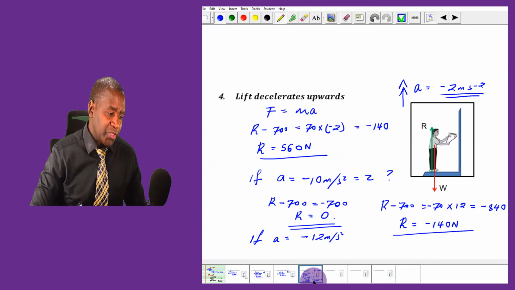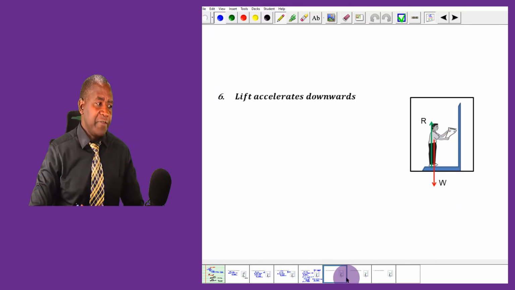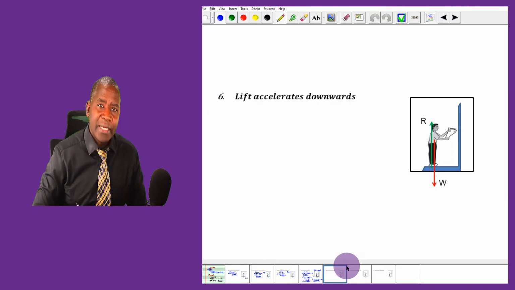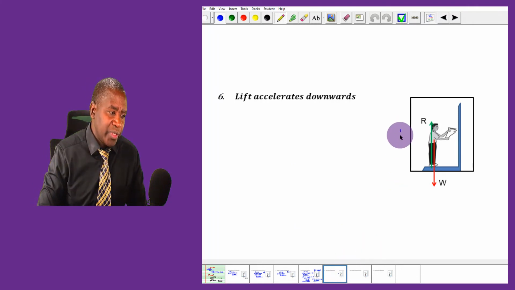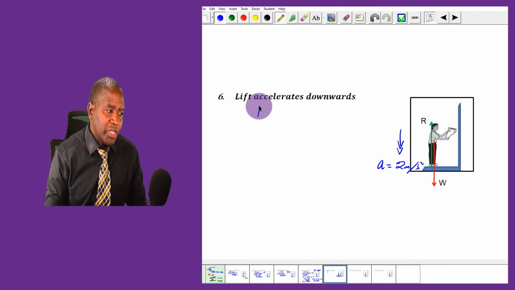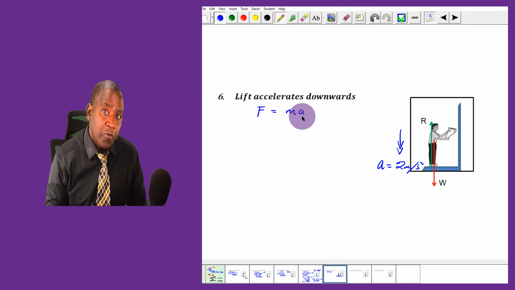Now let's look at a situation where the lift is now accelerating downwards, and the acceleration it will have is A. Again, I'm using 2 meters per second squared. Now, using the equation F is equal to ma, I can use the direction of A, which is downwards, and I conclude W must be greater than R.